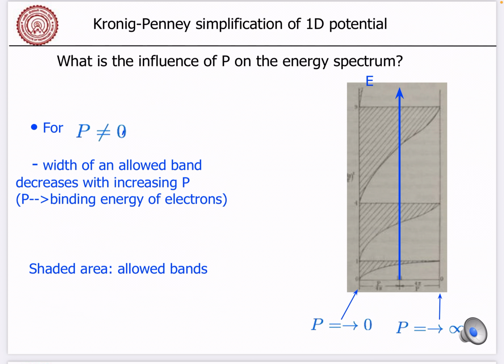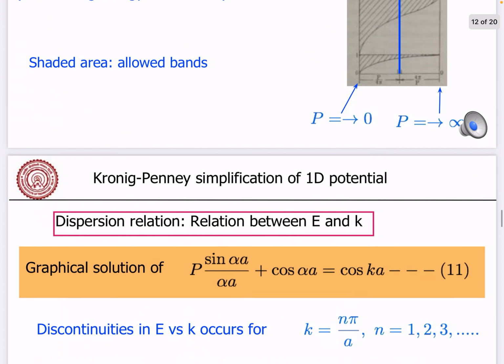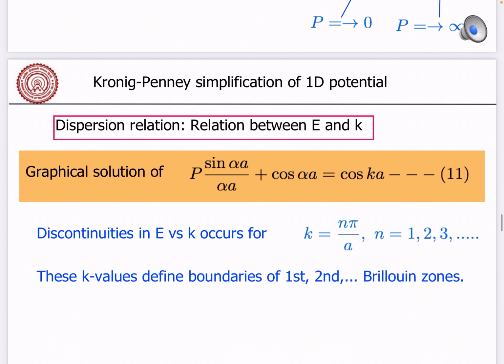So this is the effect of P. From P tends to 0 to P tends to infinity, P is the measure of the binding energy, and we see its effect on the energy spectrum. Once we understand that, we now find the dispersion relation. There is a relation between E versus k for electrons which experience a periodic potential within the lattice. So this is the dispersion relation.